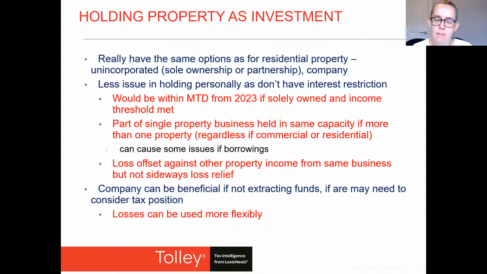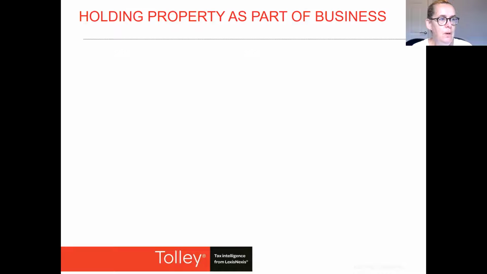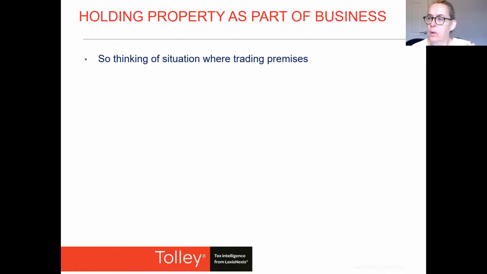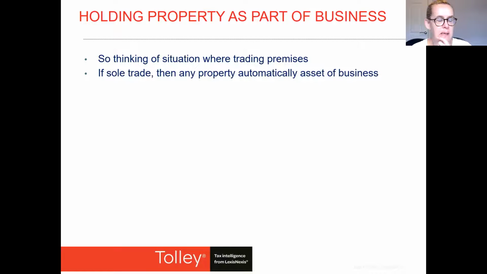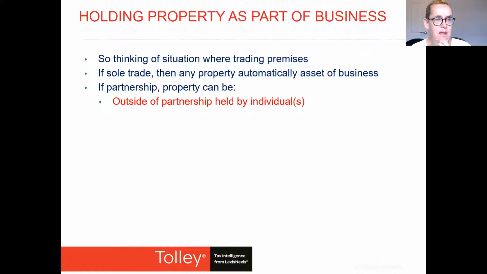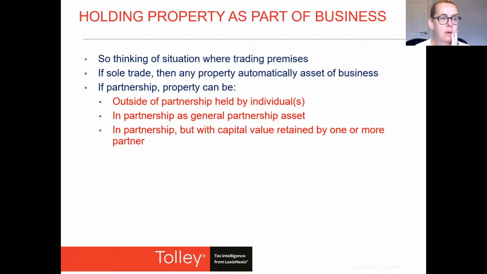With companies, losses can be used a little bit more flexibly, in that corporate property losses can be set off against other income. So holding property as part of the business, where you've got the trading premises, if it's a sole trade, then the property is automatically going to be part of the business. If it's a partnership, then you can either have property held outside the partnership by the individuals who run that partnership. It can be in the partnership as a general partnership asset, or it could be within the partnership with the capital value retained by one or more partners.